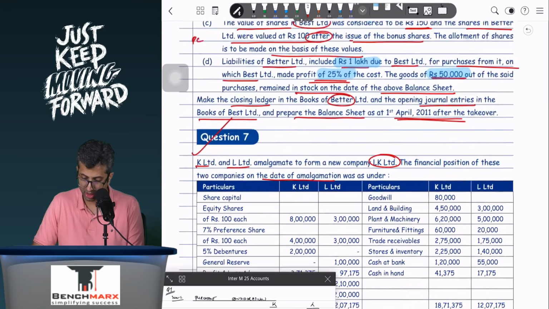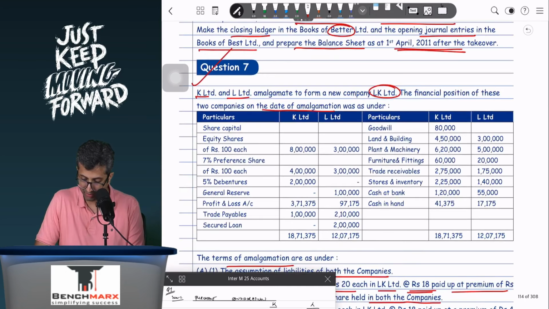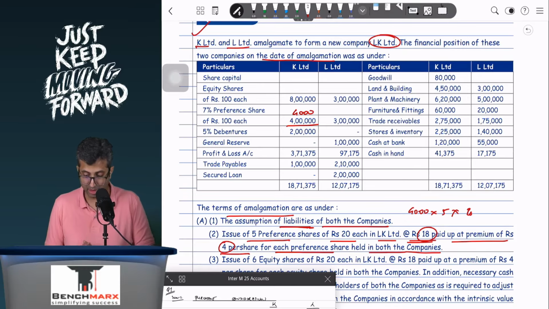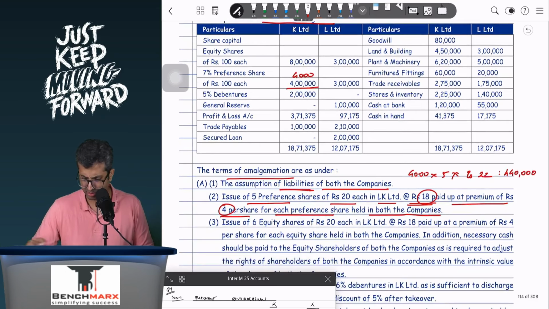So over here, if I look at K, how many preference shares would be there? Can I say there would be 4,000 preference shares? And what is written over here is 4,000 into 5 into rupees what? Well, the paid up value is 18 and there is a premium of 4. So the face value is 20 plus a 4 premium will be 24. But 2 rupees is not paid up and hence the true value will be 22. So this is 20,000 into 22, which comes to 4,40,000. This will be your PC for K. Similarly, it will also be done for L.